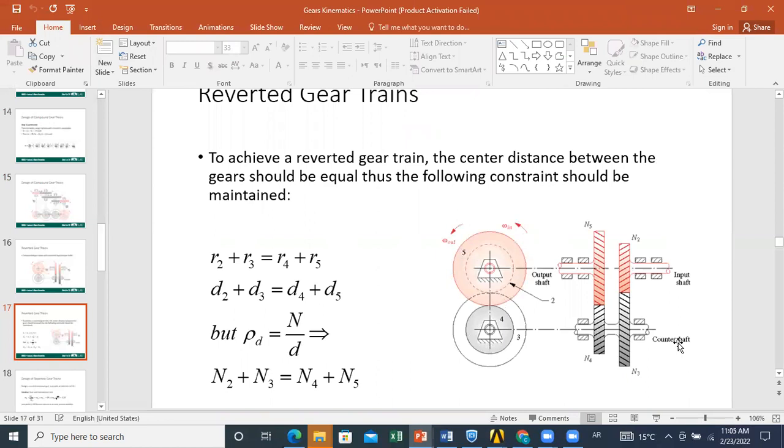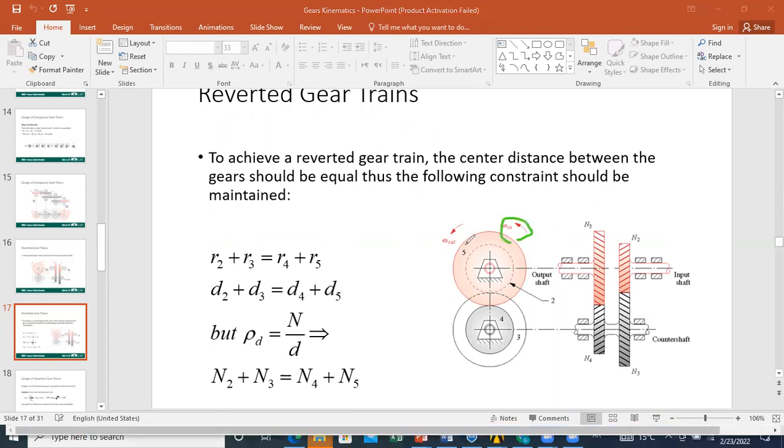Why do we call it the counter shaft? Because it will allow us to reverse the direction of the angular velocity. And here, because we reverse 2 times, the angular velocity of the input and the angular velocity of the output will have the same direction. Okay, so if we look at the process here, first, let's say N2 is our input gear. We impose on 2, let's say, an angular velocity in the counterclockwise direction.